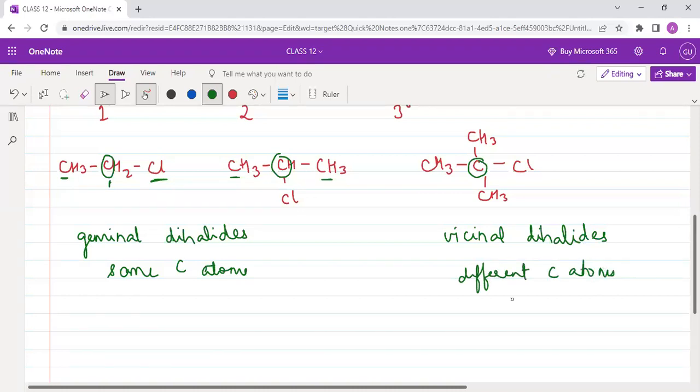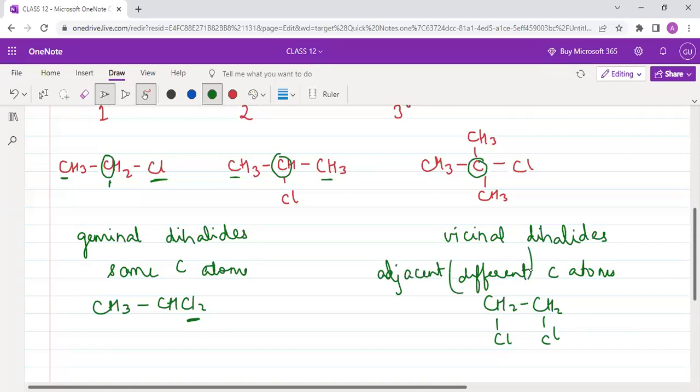So if I take an example like this, CH3CHCl2, you can see that both the halogen atoms are present on this carbon atom. And if I take the example CH2Cl-CH2Cl, you can see that the two halogen atoms are present on adjacent carbon atoms. Understood? Yes. Okay. Now do you remember allylic halide?